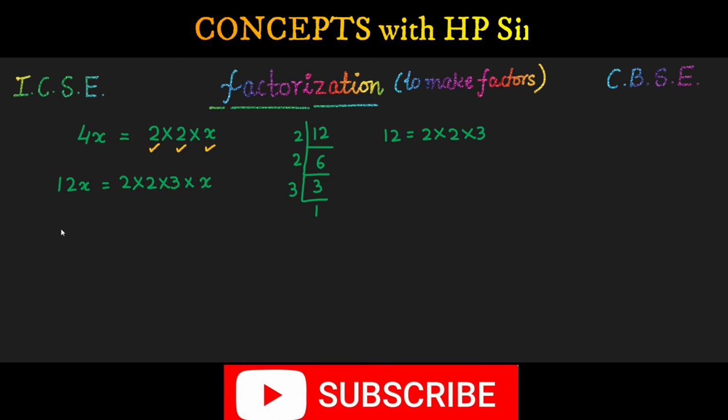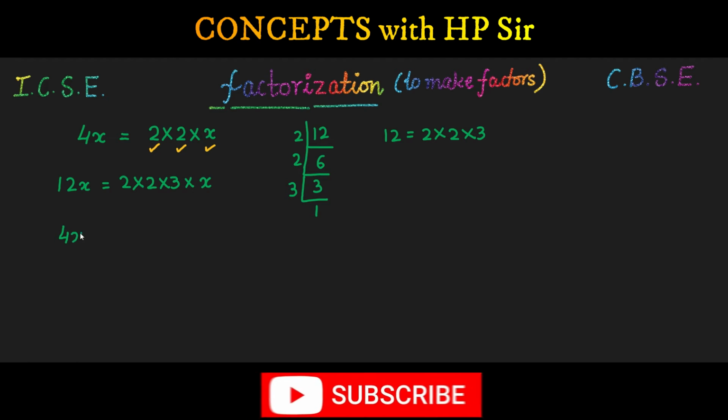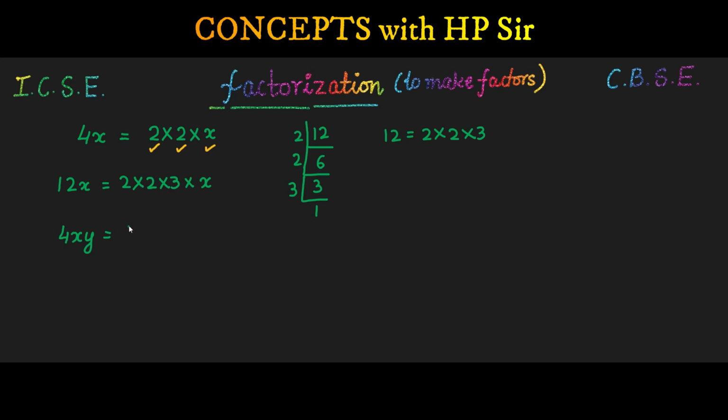Let's take another example. Suppose I have 4xy, then the factors will be 2 into 2 into x into y. Okay, let's take one more example. Suppose I have 5x squared, then the factors will be 5 into x into x. So the factors are 5, x and x.